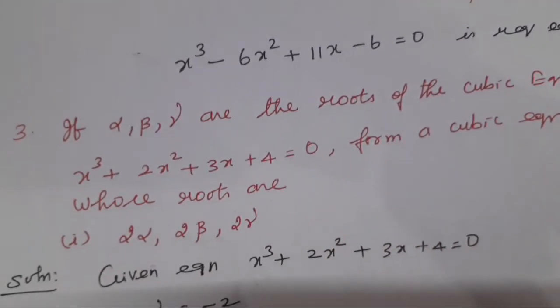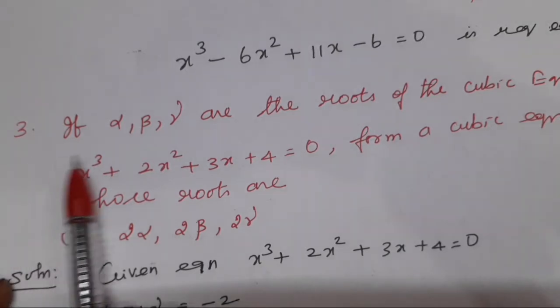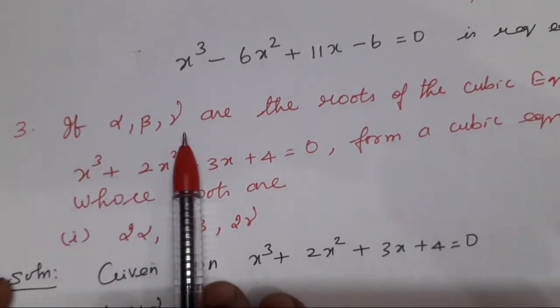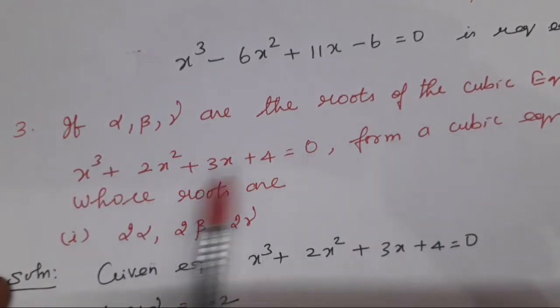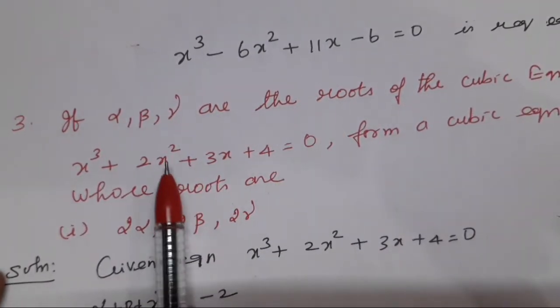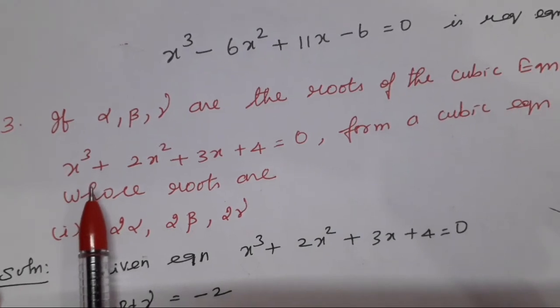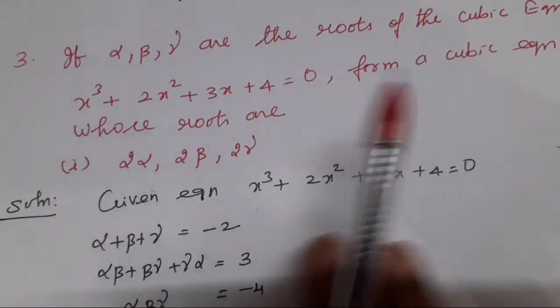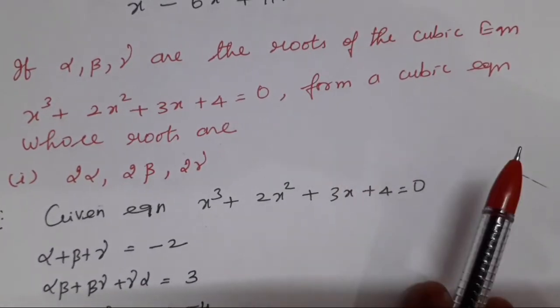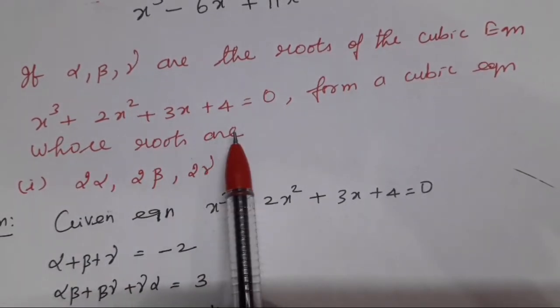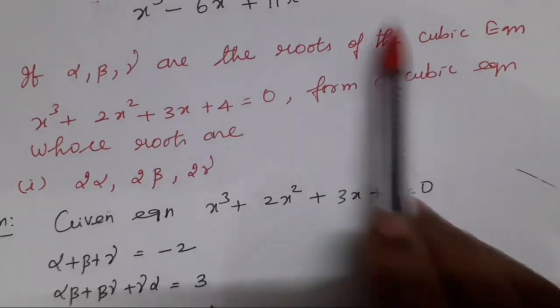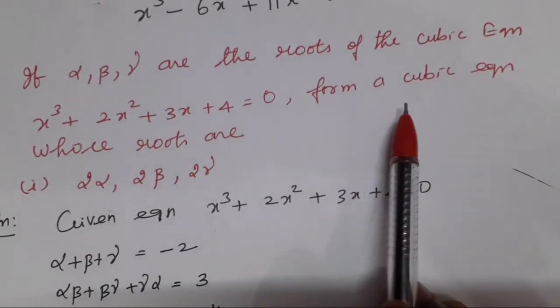See the third question. What is the third one? If alpha, beta, gamma are the roots of the cubic equation, one cubic equation is given. So what is the cubic equation? x cube plus 2x square plus 3x plus 4 equal to 0. Given this cubic, form a new equation.